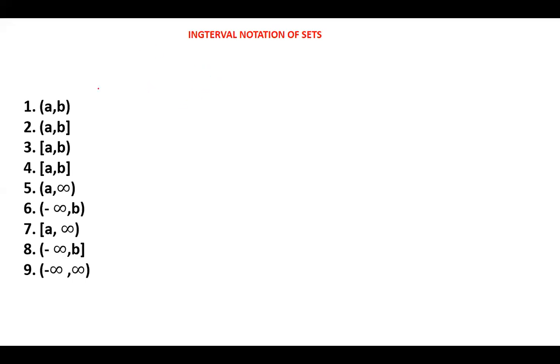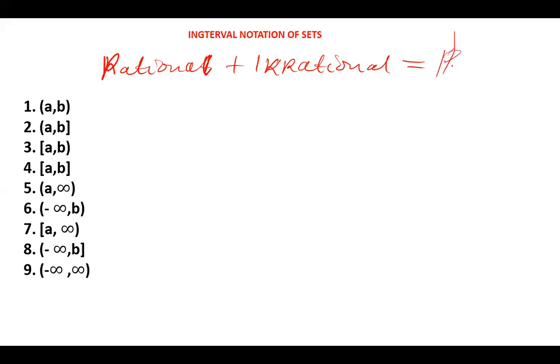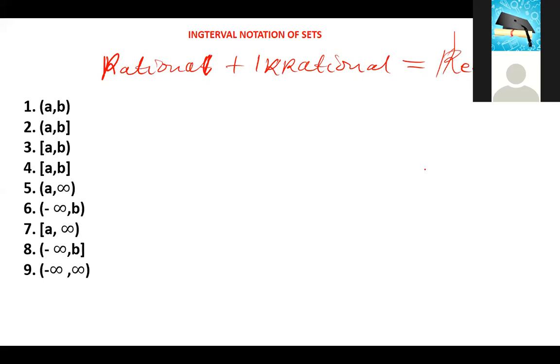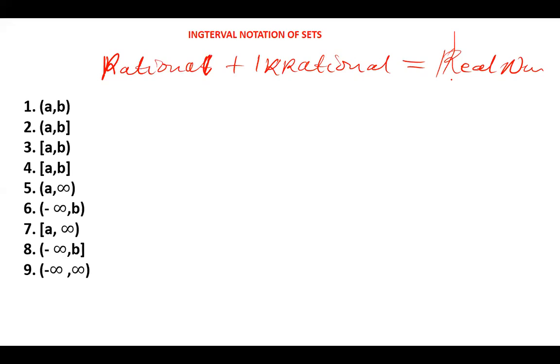So in other words, you can say that a set of rational numbers, when added to irrational numbers, gives you what we call real numbers. That's how it is. We'll talk about rational numbers and irrational numbers in the next unit, which is the next lesson we're going to have.